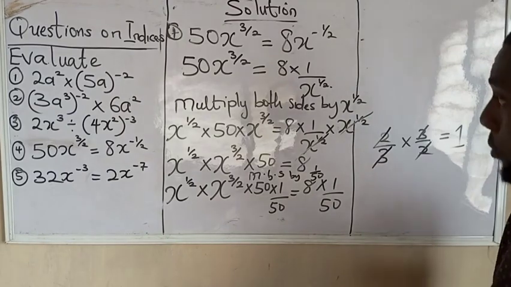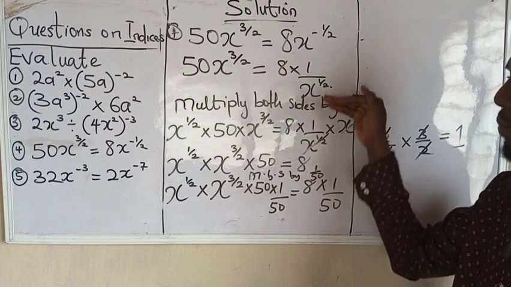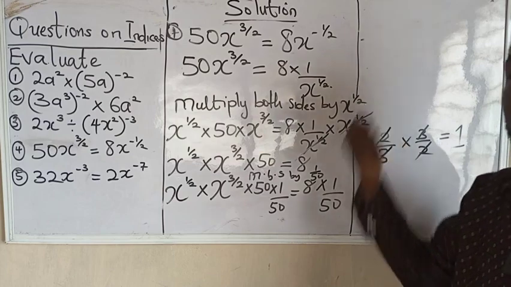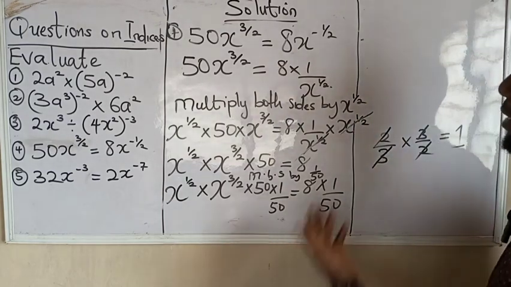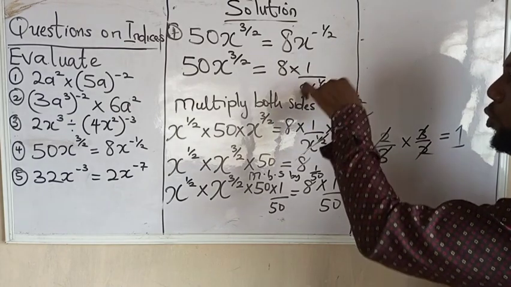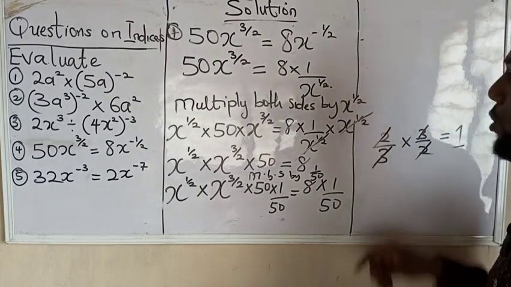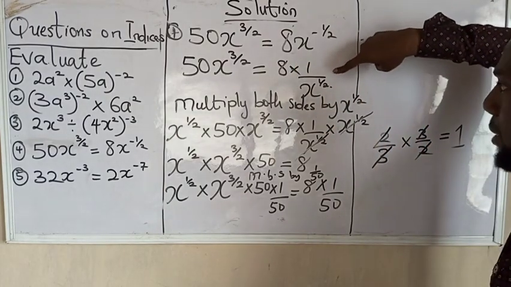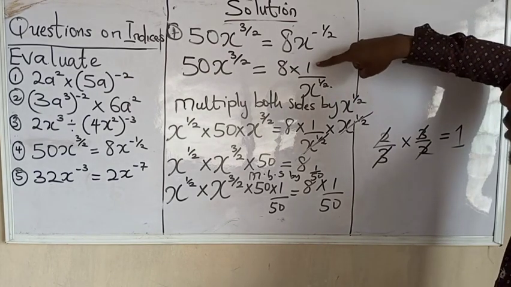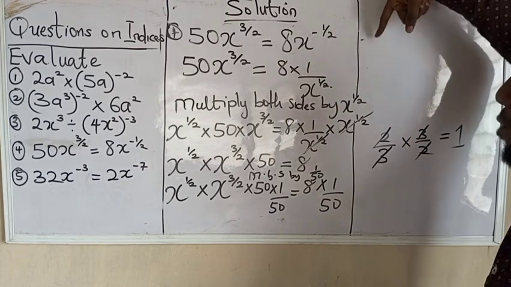Let's do a quick recap. Let's look at what we did here. In our previous step, we multiplied both sides by x raised to power 1 over 2. Why did we do that? Let's not forget that I wanted to get rid of this side. I wanted to make sure this 1 over x raised to power 1 over 2 becomes 1. And how do I get rid of it? By multiplying. I know that when I multiply this side by x raised to power 1 over 2 and divide, it will definitely give me 1, because the reciprocal of this 1 over x raised to power 1 over 2 is x raised to power 1 over 2.